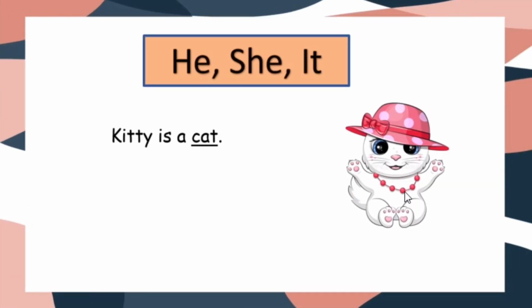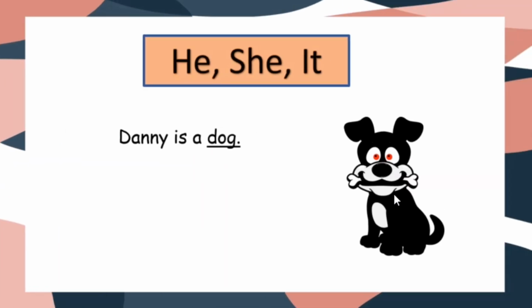Kitty is a cat. It is white. It has a cap. Danny is a dog. It is black. It has a bone.